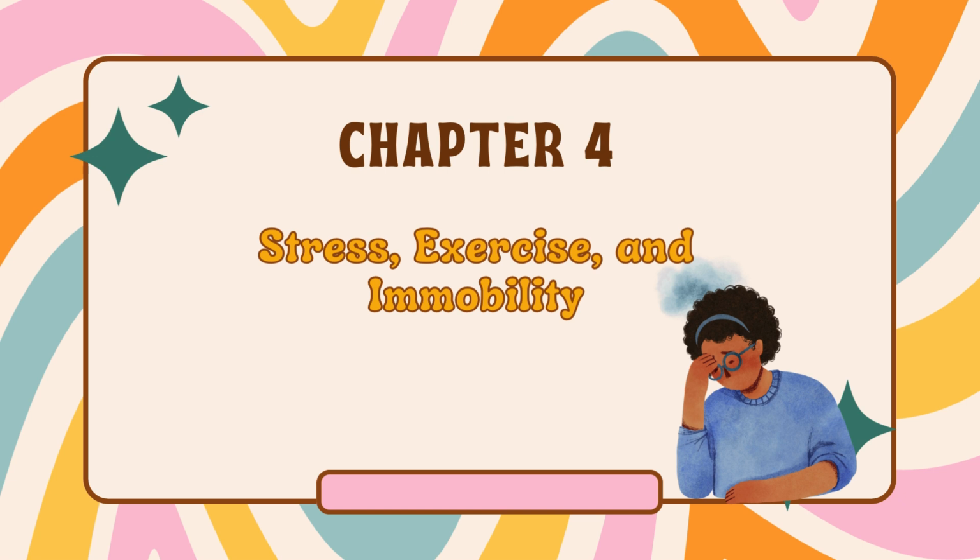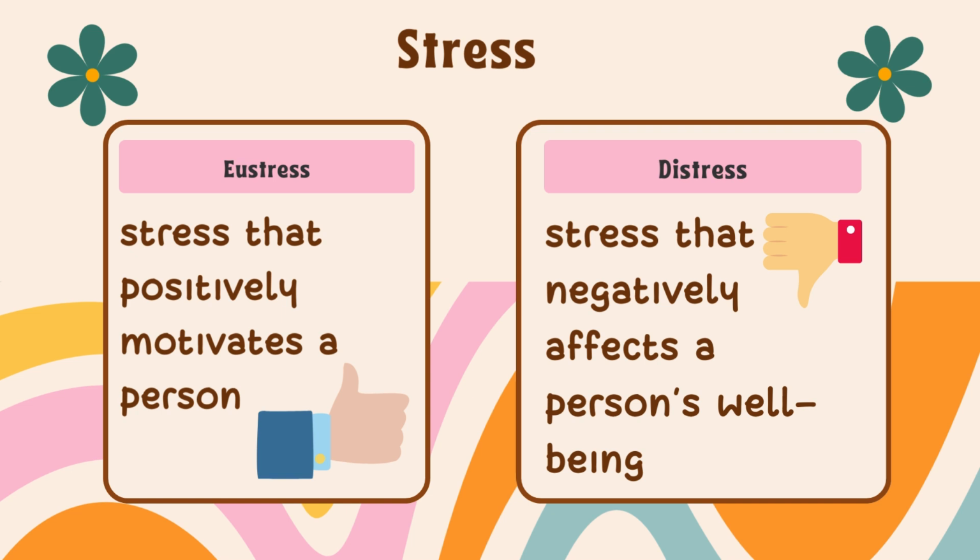Now, chapter 4, stress, exercise, and immobility. So there are two types of stress. Eustress is good stress that positively motivates a person, and distress is stress that negatively affects you. Like, girl, I'm in distress. You've already heard that term before.